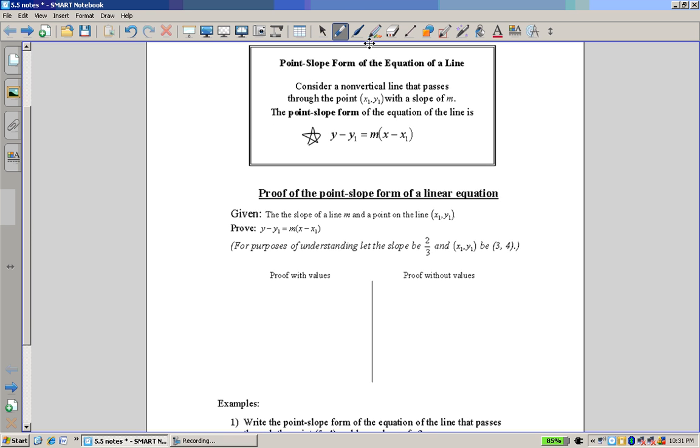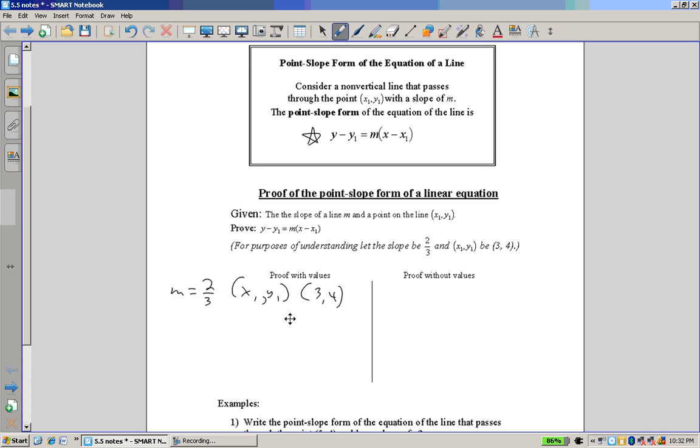Now, let's use some actual values. Let's say the slope is 2/3, and we have this mysterious x sub 1, y sub 1, and the point 3, 4. Now, given that the slope of the line is 2/3, so m equals 2/3, and given that we have x sub 1, y sub 1, and the point 3, 4, how can we generate this?